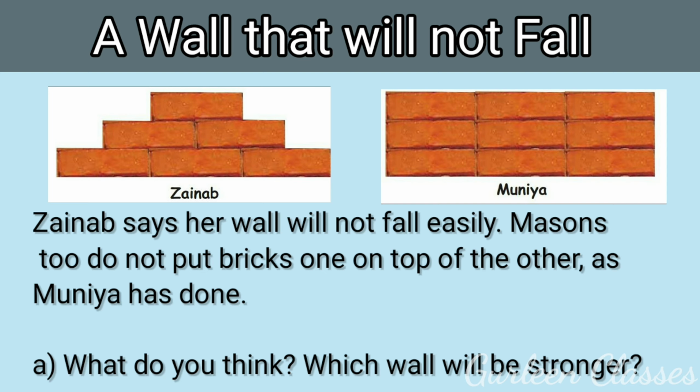Why? Because Zainab की bricks में 2 bricks के ऊपर 1 brick रखी है. That is why her wall will not fall easily. Masons too do not put bricks one on top of the other as Munya has done. Means घर बनाने वाले भी एक brick के ऊपर नहीं रखते. So Munya's wall will not be strong. Now question, what do you think? Which wall will be stronger? Answer, Zainab's wall will be stronger than that of Munya.